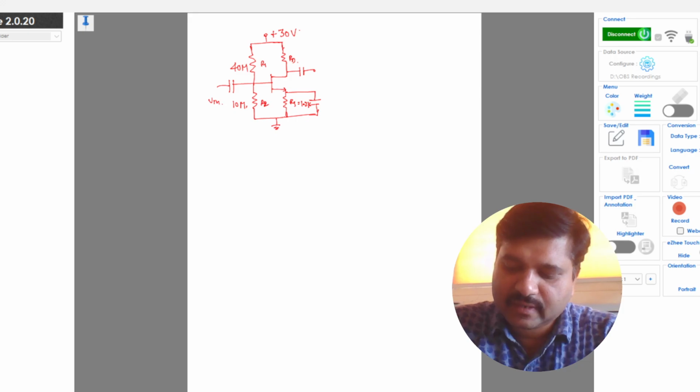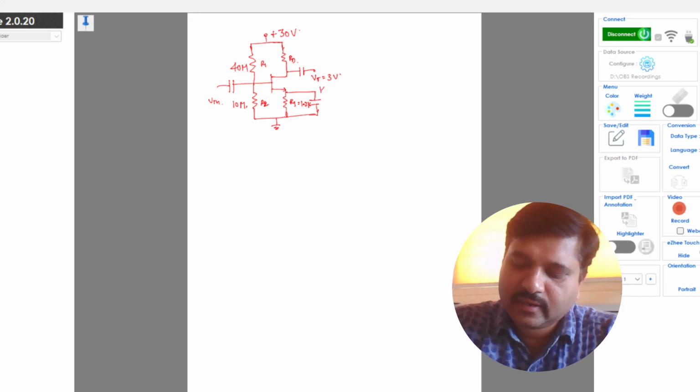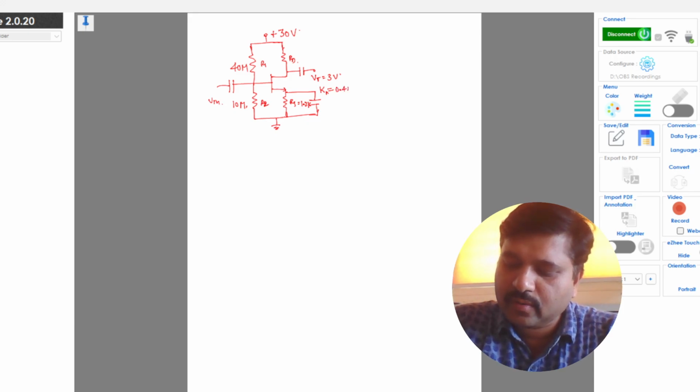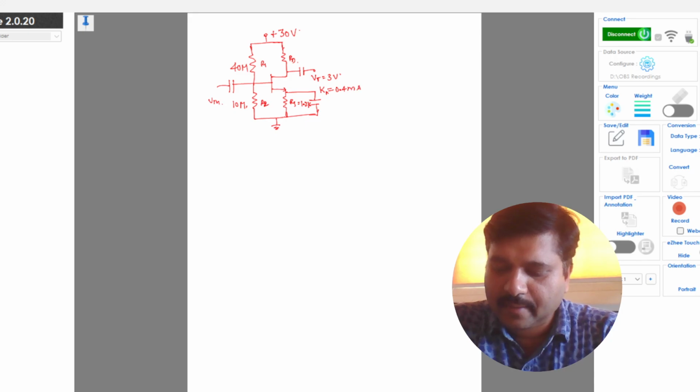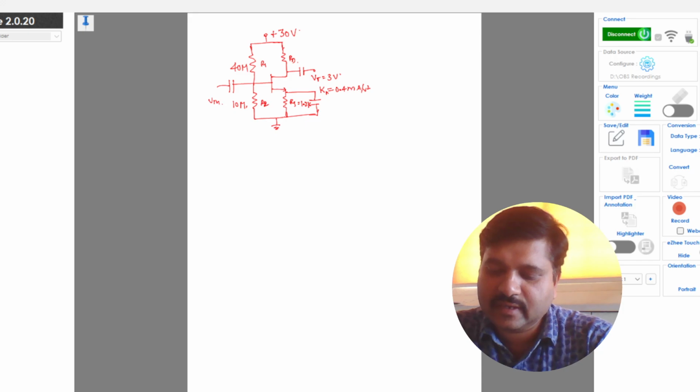RS we will take as 1.2k, and we will consider the threshold voltage of the device to be 3 volt, and the device transconductance Kn is 0.4 milliamps per volt square.